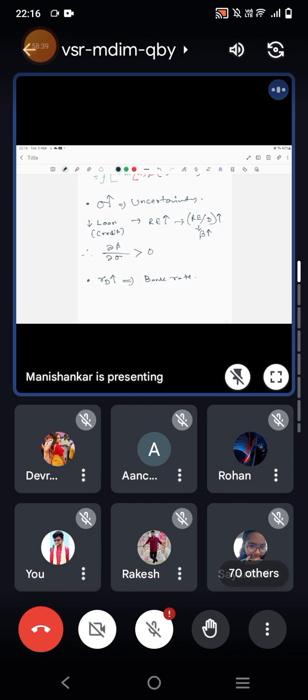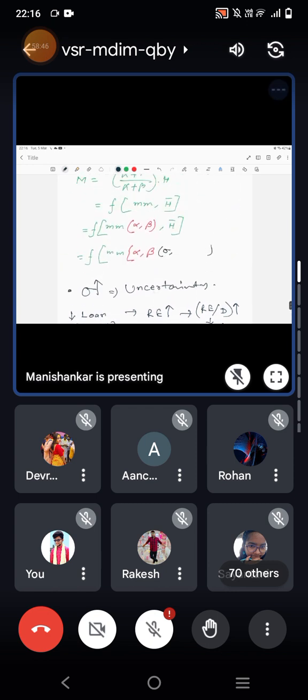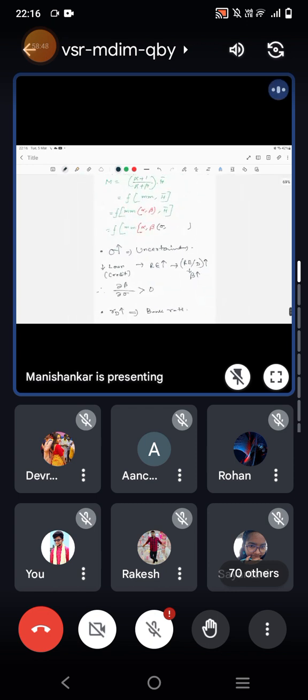Now when this bank rate rises, let me explain the logic of the bank rate. What is the purpose of holding excess reserves by the commercial bank?